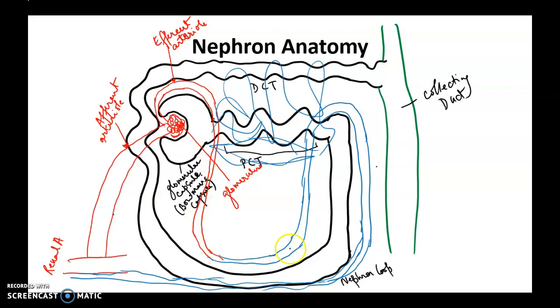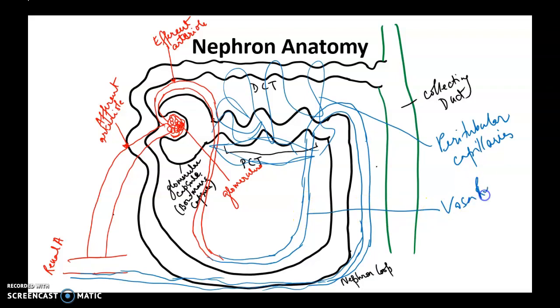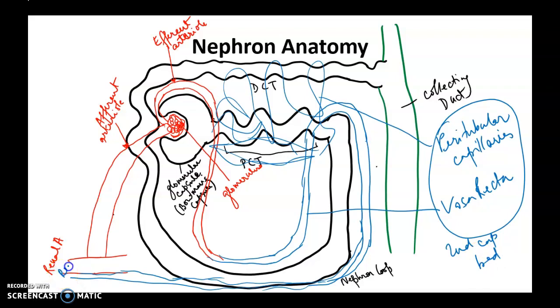The entire secondary capillary bed is called peritubular capillaries. A second part of peritubular capillary is down here that I have drawn. That is called vasa recta. So together, the peritubular capillaries and vasa recta, this is actually the second capillary bed. And then this second capillary bed comes together and ultimately drains into the renal vein, right?